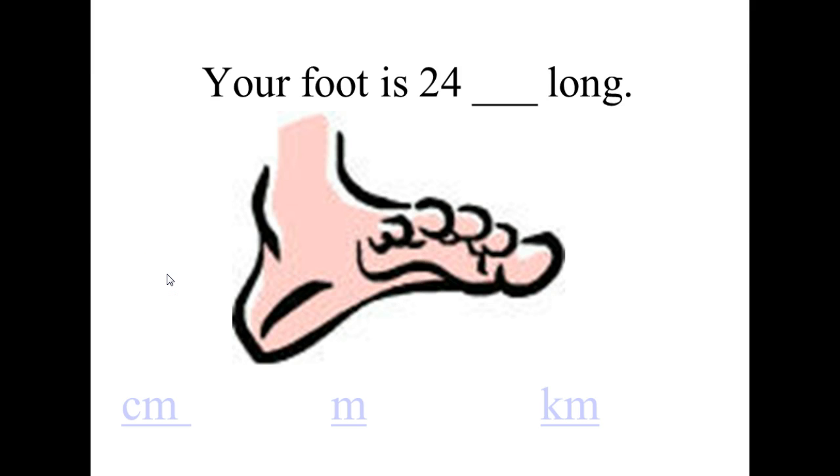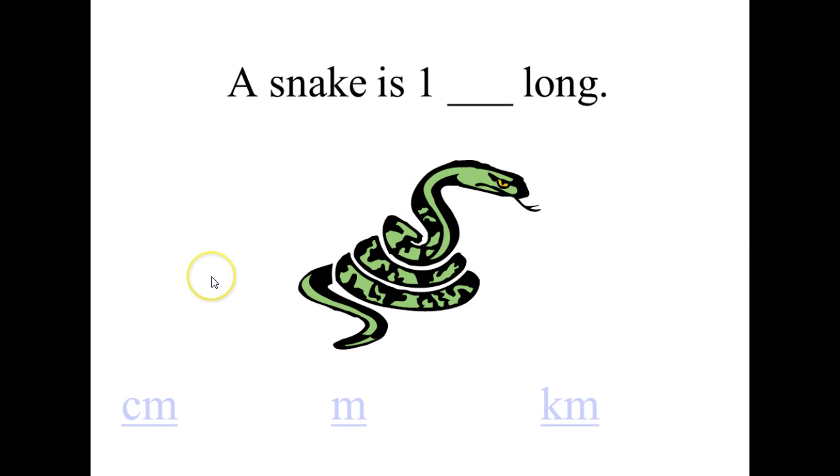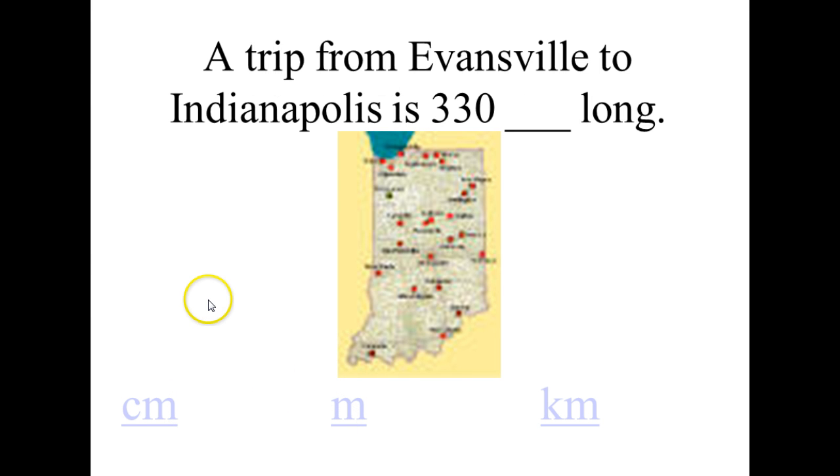Your foot is probably closest to 24 centimeters. A snake is one of these long. Okay, we can get rid of kilometers because it's not a half mile long. 1 centimeter is only the same size as a Skittle. So even when the snake was first born and came out of its egg, it would not be 1 centimeter. So the one that's going to make sense is a meter.